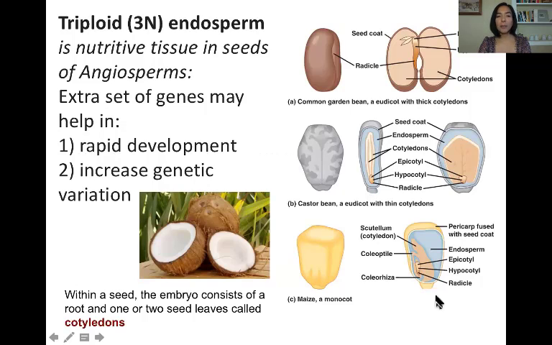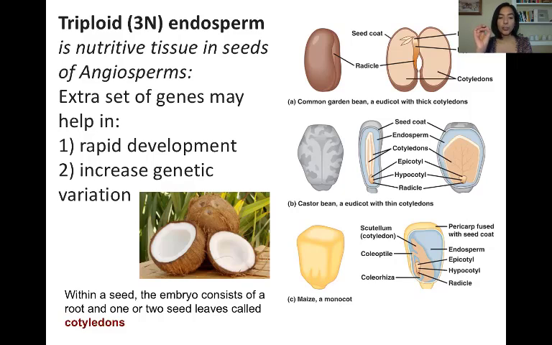Let's talk about this endosperm, this triploid endosperm. This is the nutritive tissue in angiosperms, and we don't really know the consequences of having this extra set of chromosomes. So instead of being haploid, it's triploid, but there are some hypotheses suggesting that might help with rapid development and also maybe some increase in genetic variation.